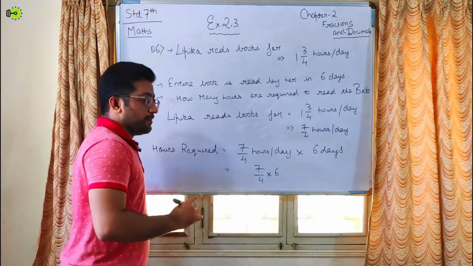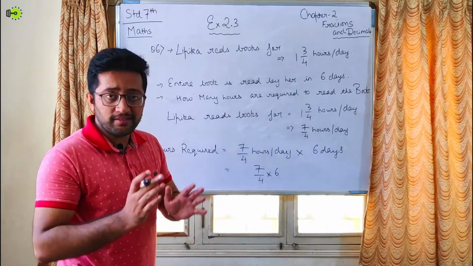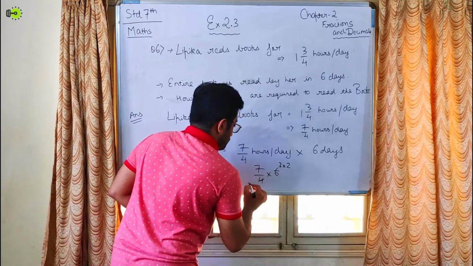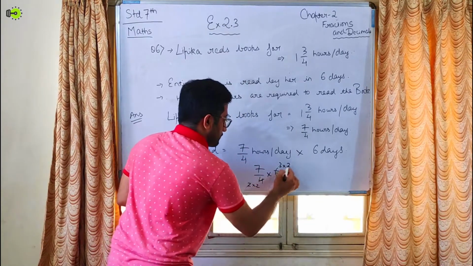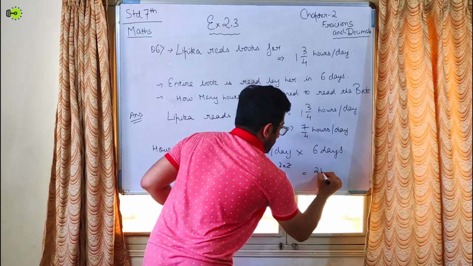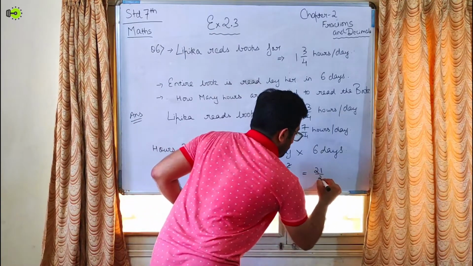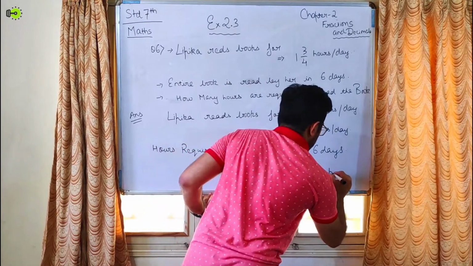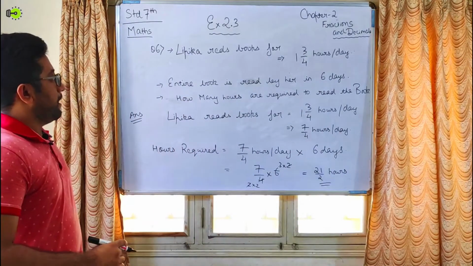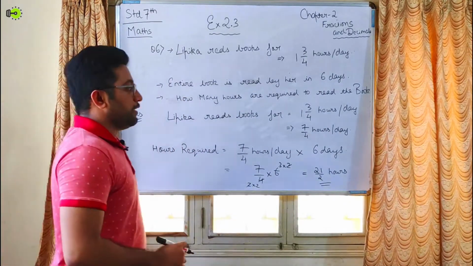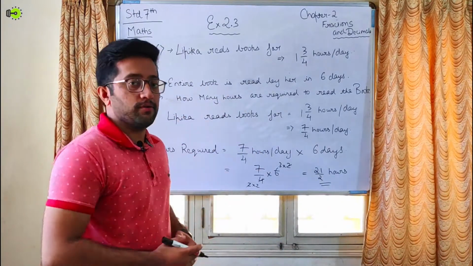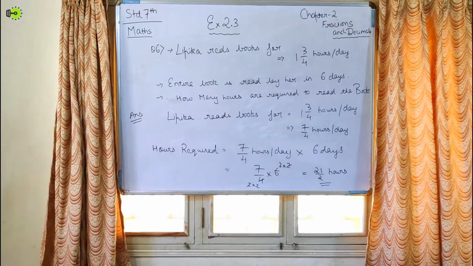Now we need to see whether there is something in common, and if yes, then we need to cut it out. So 3 into 2 here and 2 into 2 here. So this and this is cut out. So the remaining part is 7 into 3 is 21 and 2 here. This is our hours. So from this we can make out that Lipika will require 21 by 2 hours for completing the book in 6 days. Okay, so please make a note.